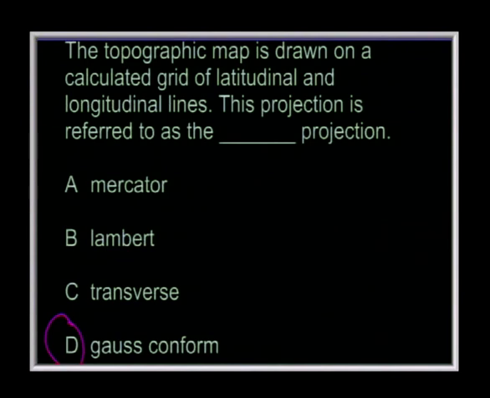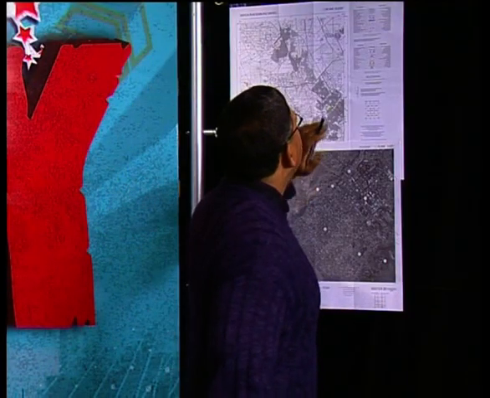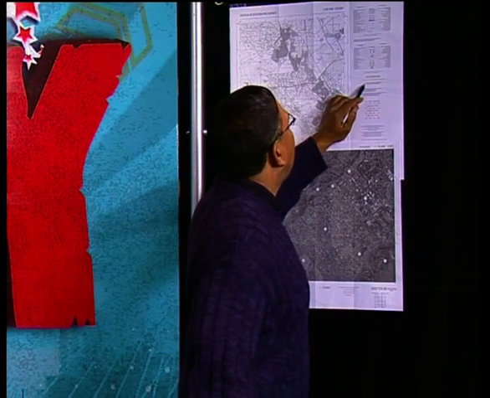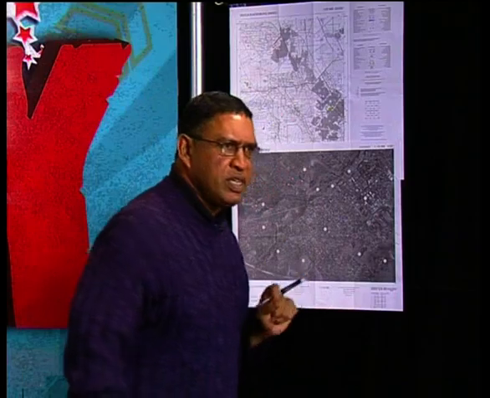Now, some of these questions you may say, where am I getting them from? And remember, when I did an overview earlier on, I did mention that we need to look at the map and analyze it. And this actually can be a very simple question, because when we look at the map down here, it states Gauss conform projection that's used on South African maps itself.